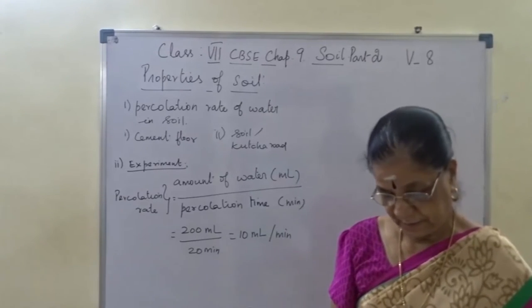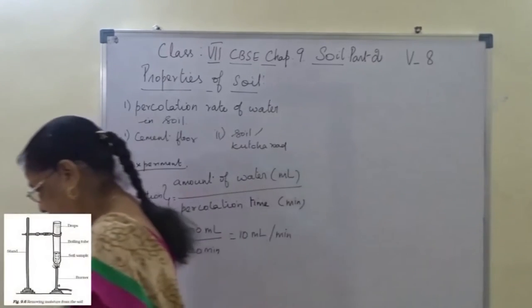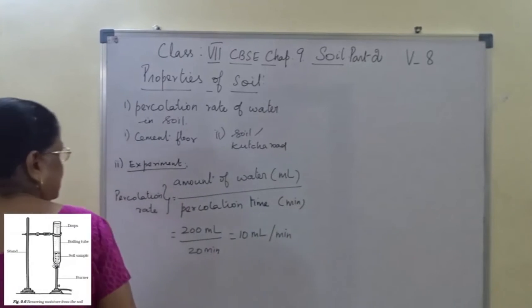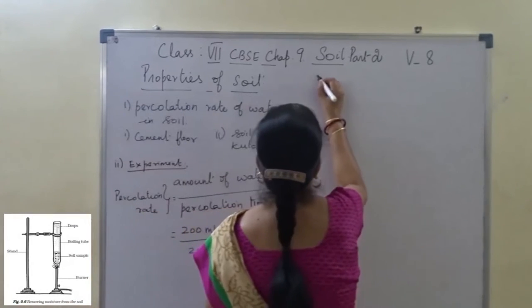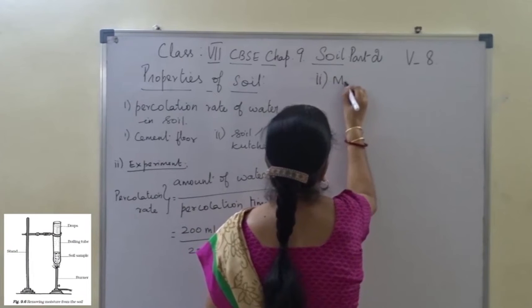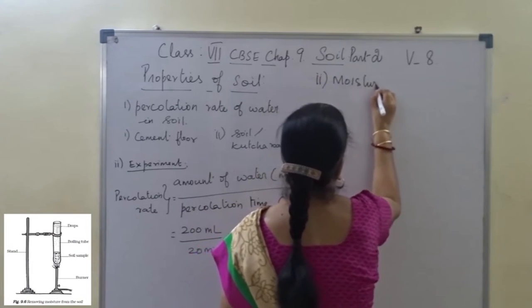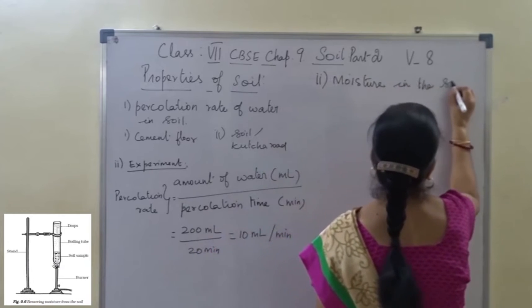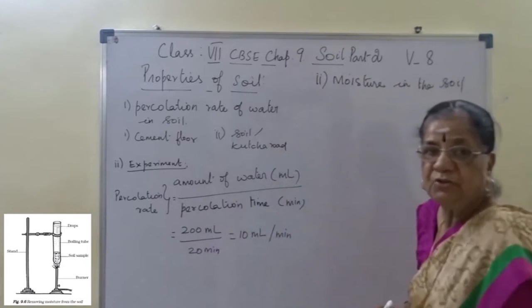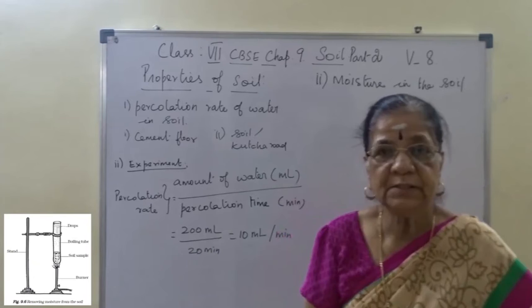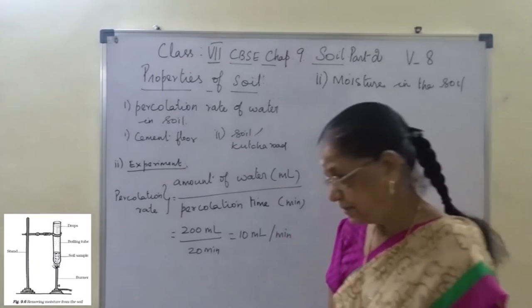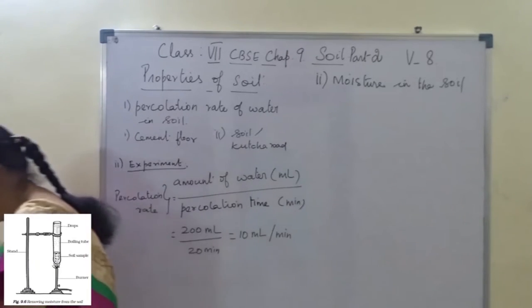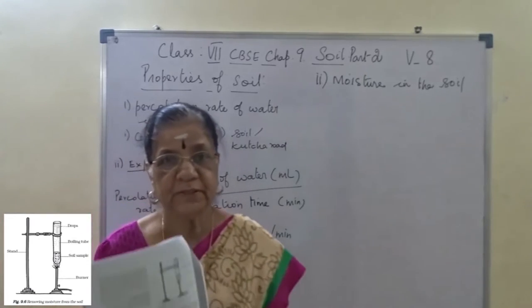Then the second one is moisture in the soil. The second property is moisture in the soil. Another soil will also contain some moisture in it. For that, you take a test tube in the experiment.